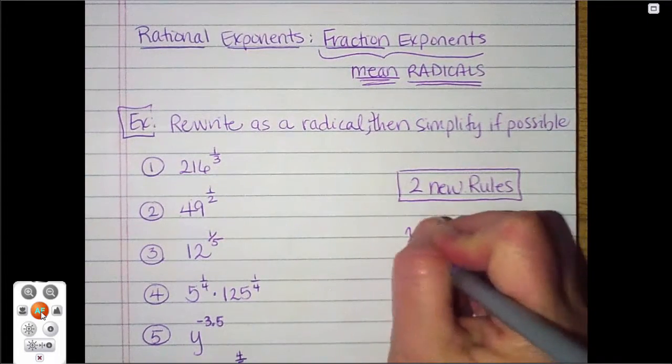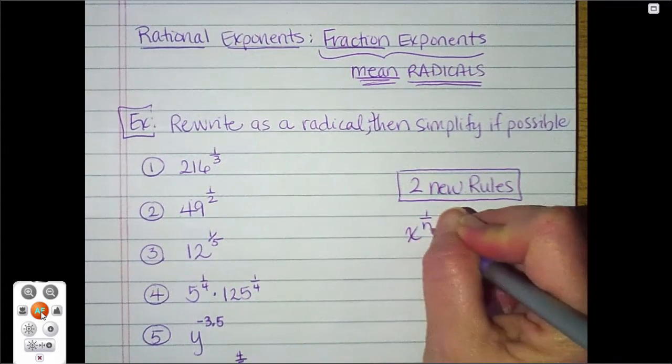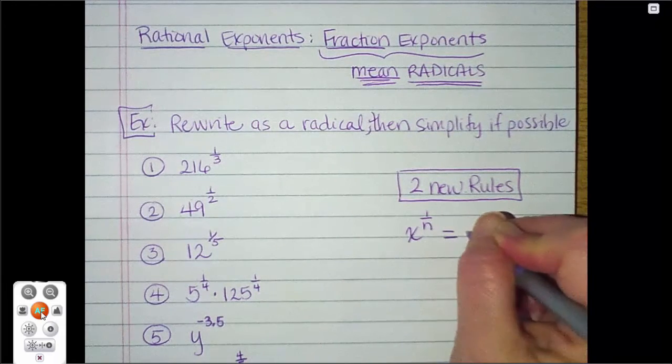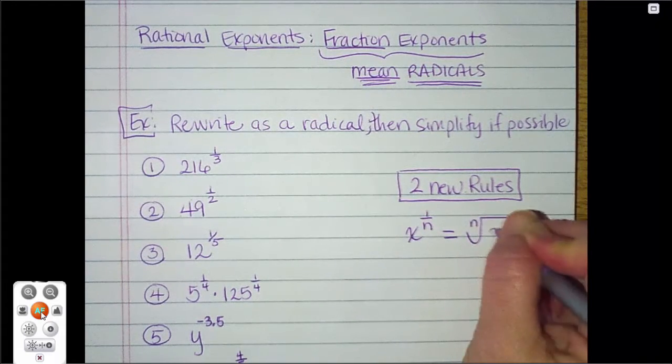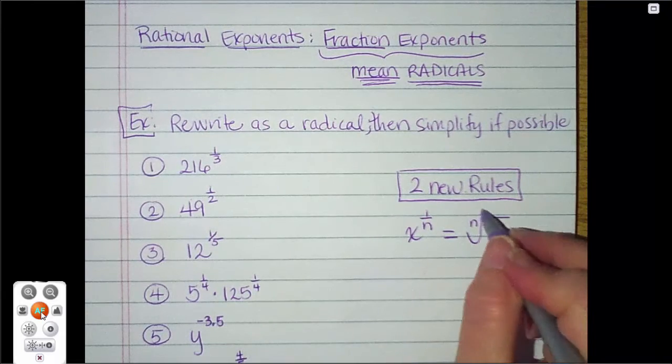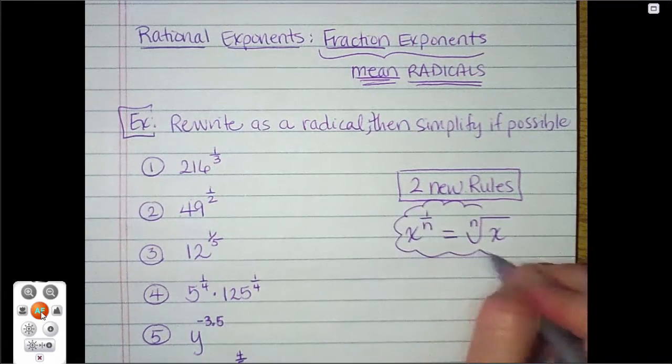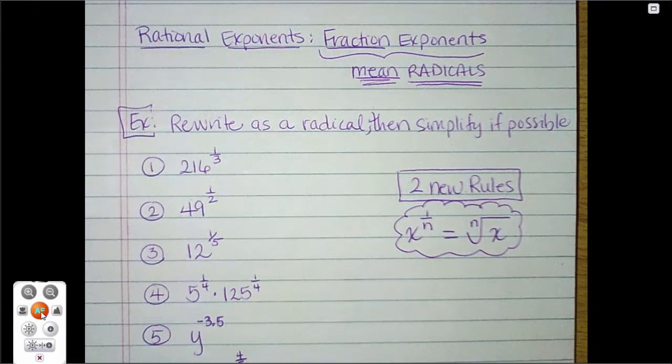The first rule is if I take x to the 1 over n, that means the nth root of x. We could also think of it as the nth root of x to the first, which will help us with the next rule.